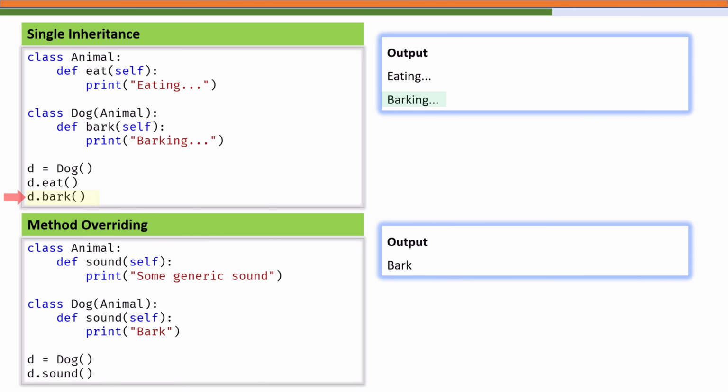Now let's go through the method overriding example. Here both Animal and Dog have a method named sound. So the Dog class redefines it. So this is method overriding. When we call d.sound, Python runs the overridden version from Dog instead of the one from Animal. Overriding lets subclasses provide specialized behavior while keeping a common interface.